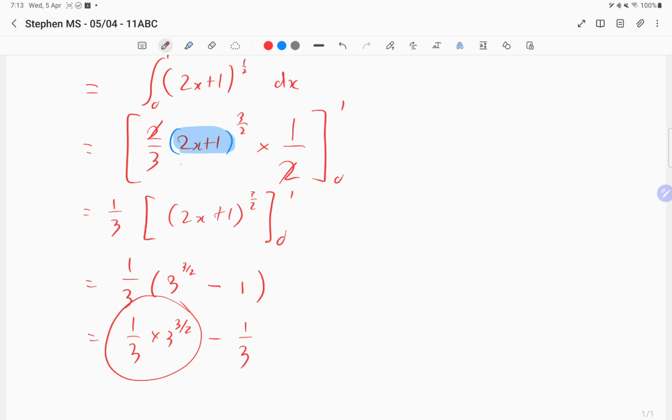The threes, and then make it 1 times 3 on 1. Well, times 3 to the power of 1 on 2. Yes and no. Yes, you can do that, but there's an easier way. Change that to power minus 1.